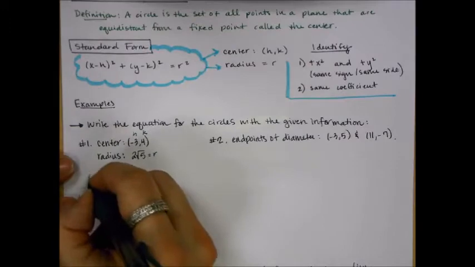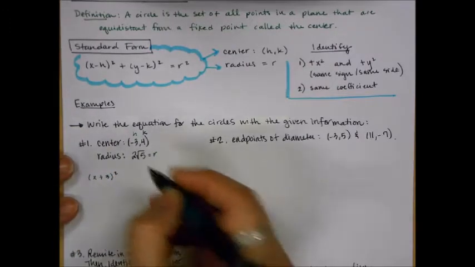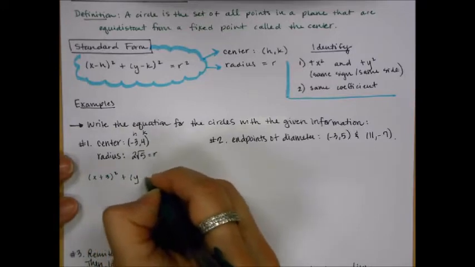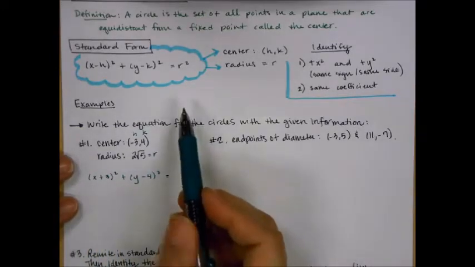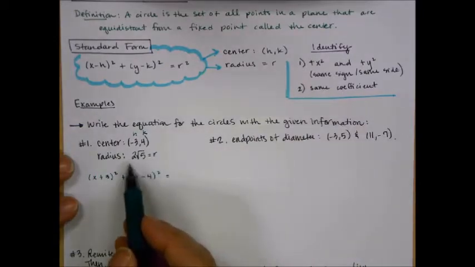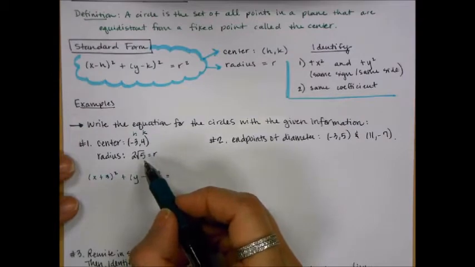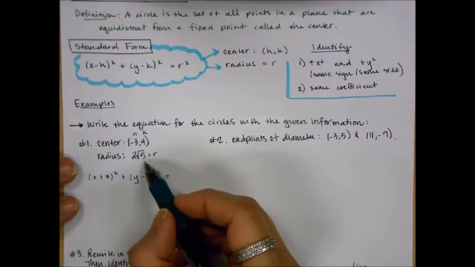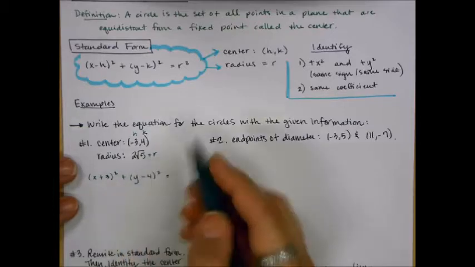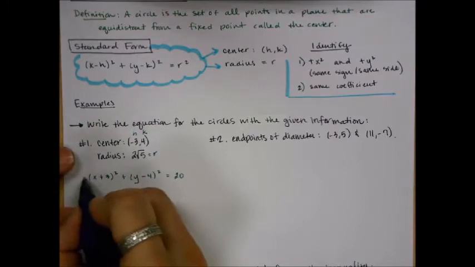So we have x minus -3 squared plus y minus 4 squared is equal to r squared. So we want to square 2 root 5, so we did our radical unit last, and so squaring 2 is 4, squaring root 5 is 5, 4 times 5 is 20. And so this is the way we write the equation for a circle.